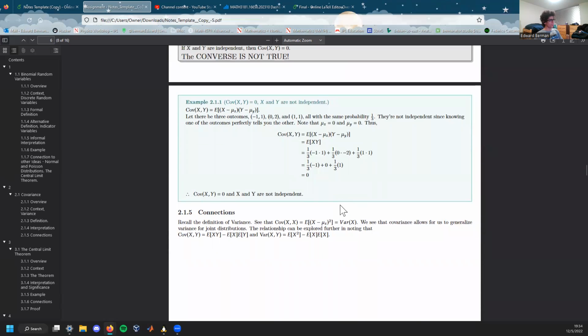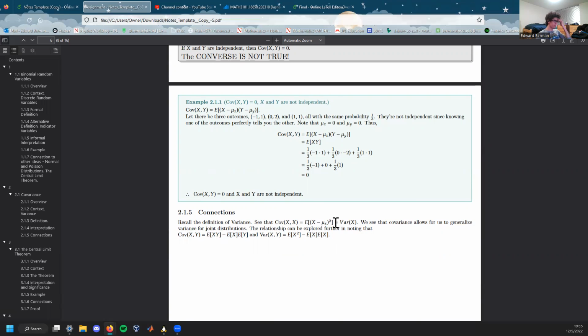Recall the definition of variance. If we consider the covariance of x with itself, then we get the expected value of (x minus mu x) squared, which is exactly the variance. So as I hinted at before, covariance is a generalization of variance for joint distributions.